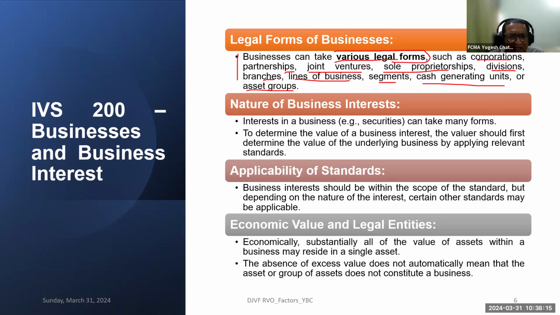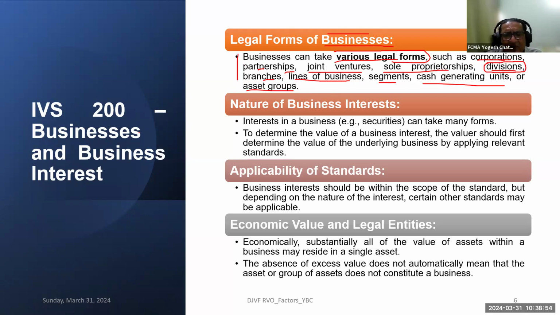So even when a valuer gets an assignment for a particular branch or division of a company, like one company dealing in telecommunication and retail, when the valuer gets an assignment for evaluation of the retail business, that is a separate division of the company, but still it will be within the definition of business, because ultimately what is a business? A group of assets and a group of liabilities working together to generate economic benefit.